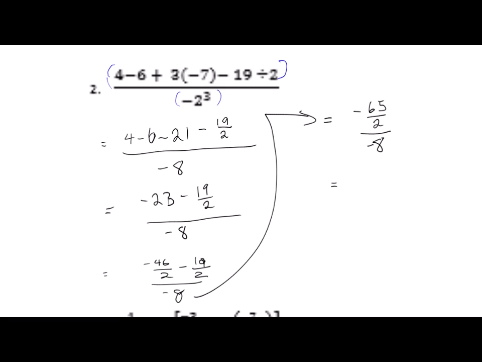So now we're going to write -65 over 2 divided by -8, and that turns out to be -65 over 2 times 1 over -8, and that simplifies to positive 65 over 16. Now we'll continue with question number 3.